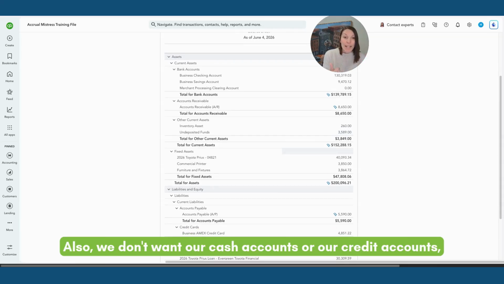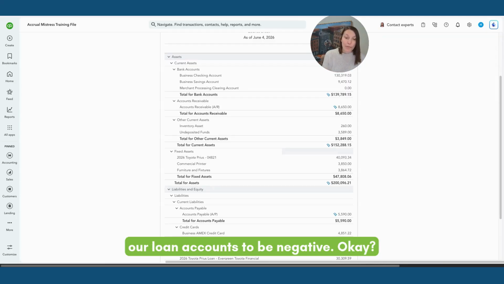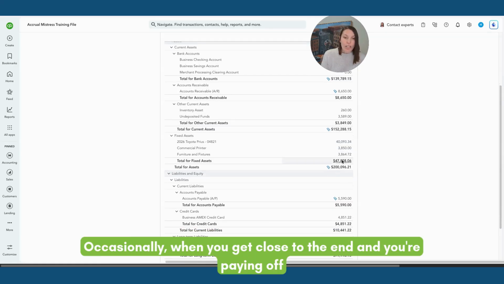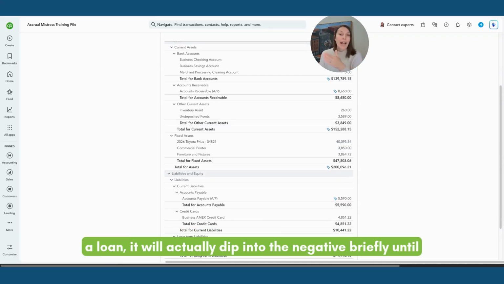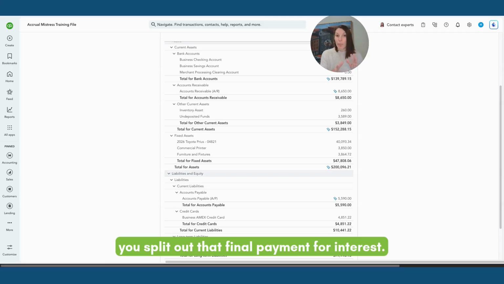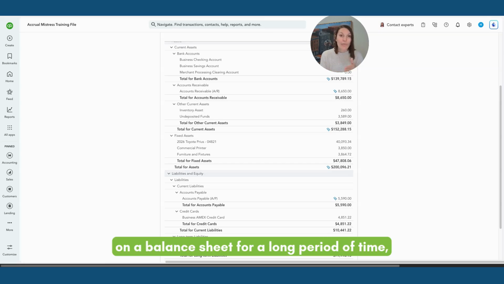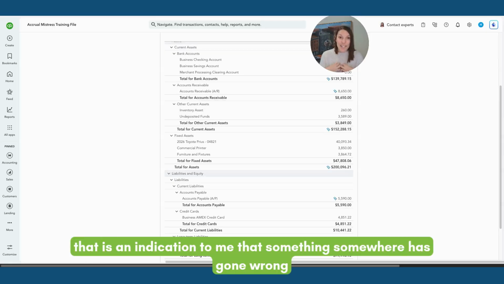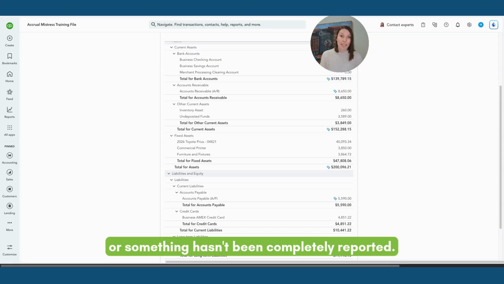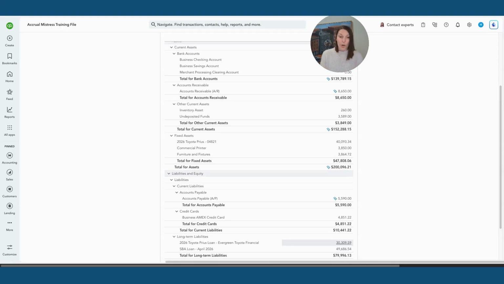Also, we don't want our cash accounts or our credit accounts, our loan accounts, to be negative. Occasionally, when you get close to the end and you're paying off a loan, it will actually dip into the negative briefly until you split out that final payment for interest. But if I see a negative on a balance sheet for a long period of time, that is an indication to me that something somewhere has gone wrong or something hasn't been completely reported.